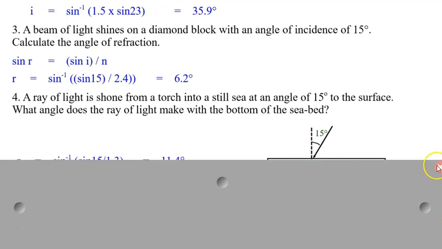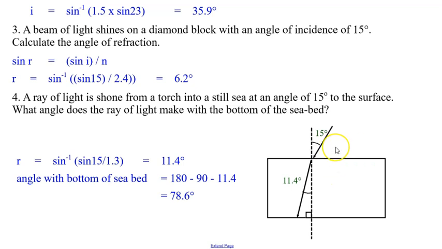Then you might get slightly more complex or contrived scenarios like this one. If you are given a diagram, then that will be helpful, but if not, then it's worthwhile drawing a little sketch of what's happening. So our angle of incidence is 15, so the first thing we need to do is to find the angle of refraction, very similar to previous. So it's sine to the minus 1 of sine 15 divided by 1.3.